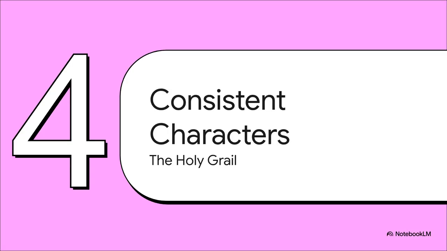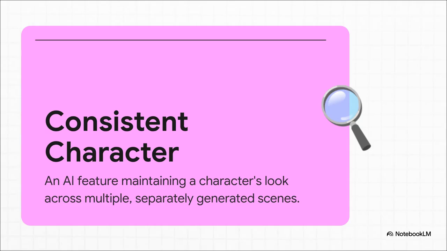This brings us to probably the single biggest challenge in AI video right now, creating a character that actually looks like the same person from one shot to the next. Seriously, think about it. If you don't have character consistency, you can't really tell a story, right?